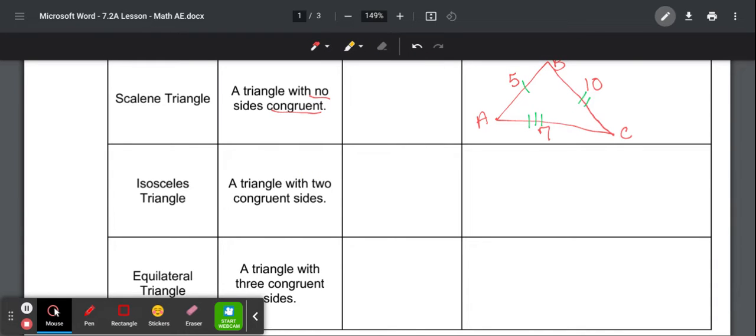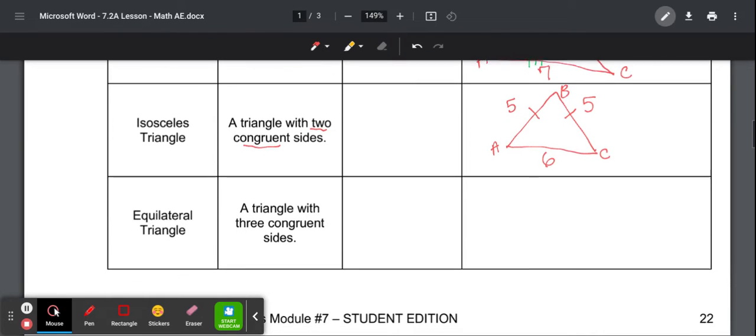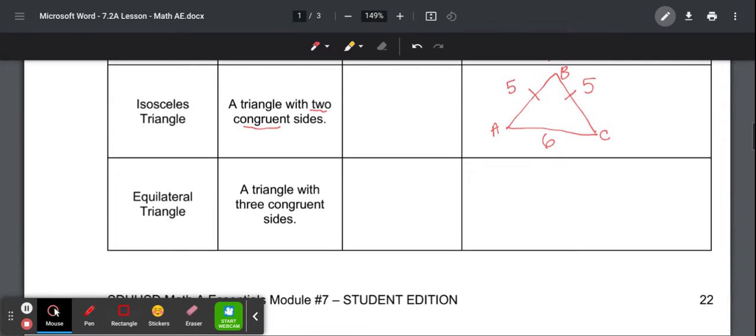An isosceles triangle has at least two sides that are congruent. That means the two sides are the same. For example, here's triangle ABC, and let's say these two sides are each 5. It has two congruent sides, two sides that measure the same.